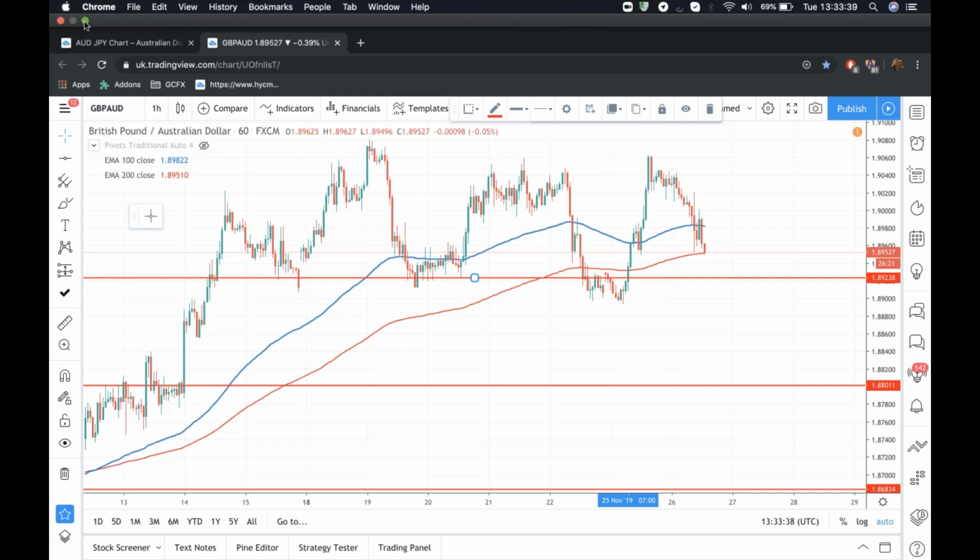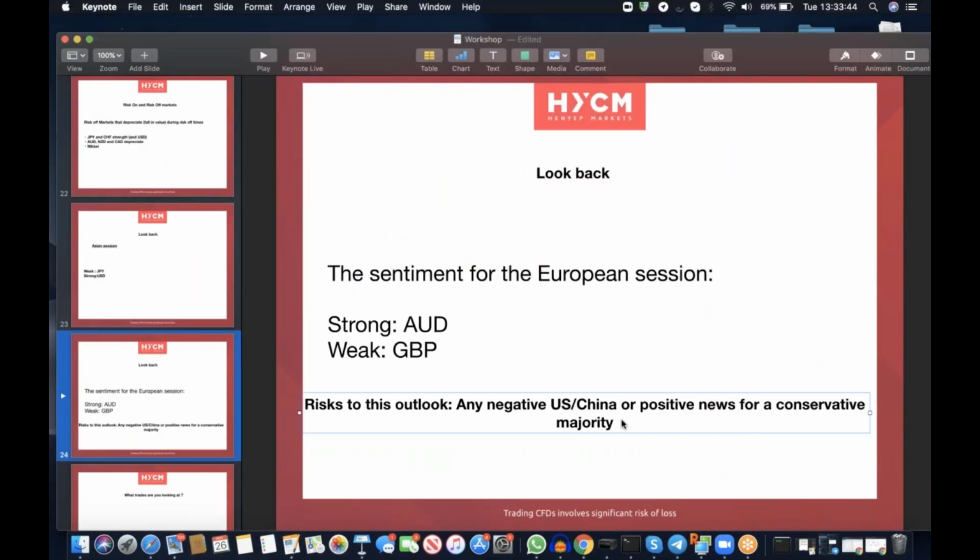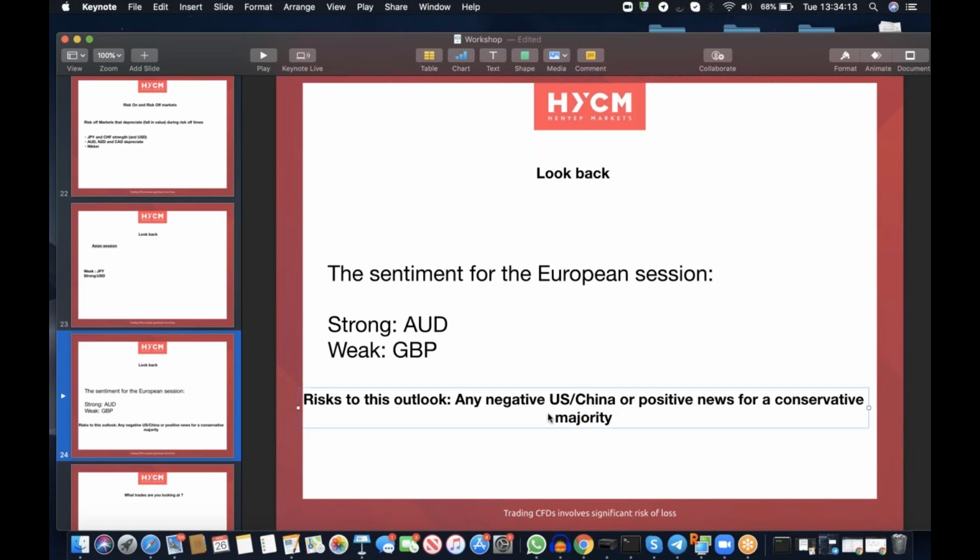Now, what will negate this trade? Any negative US-China news, because that will result in Australian dollar weakness. If I suddenly got some really negative US-China news, then I might consider closing the position out. And if I got some really positive news for a conservative majority, then that would result in some pound strength. So they're my risks to this.